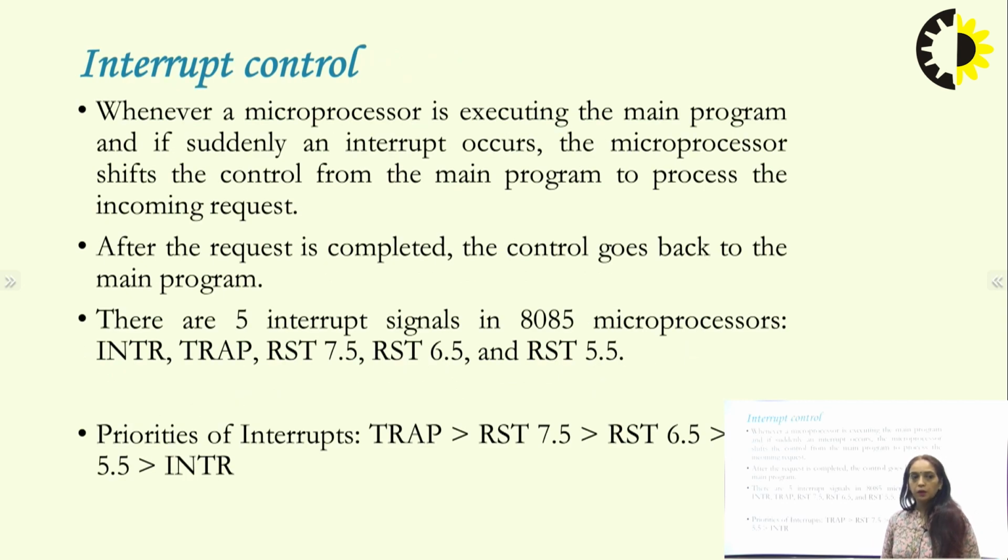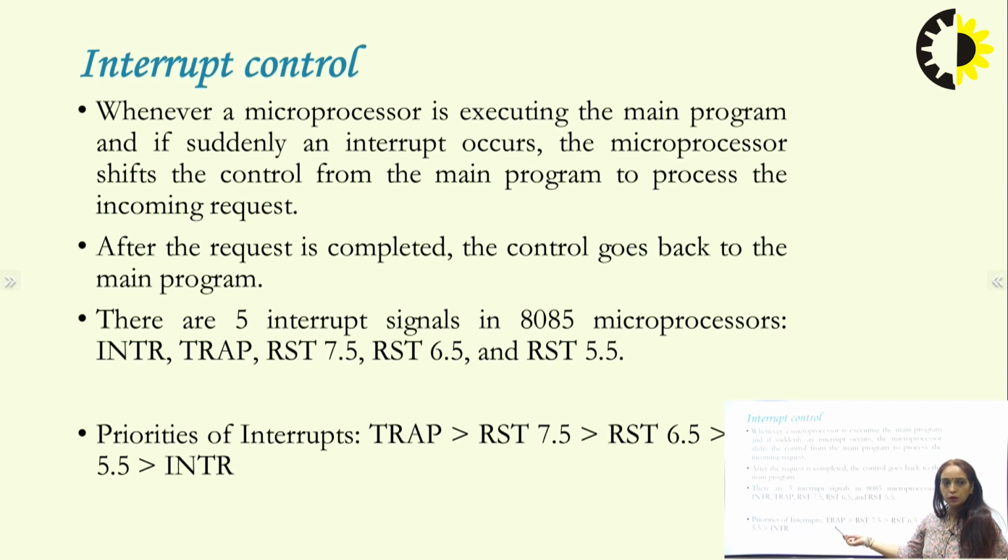Then we have interrupt control, the top section of the block diagram. So whenever a microprocessor is executing a main program, if suddenly an interrupt occurs, the microprocessor shifts its control from the main program to that process, and after the request is completed, the control will go back to the main program. And there are 5 interrupt signals in 8085. We have INTR, TRAP, RST 7.5, RST 6.5, RST 5.5. So depending upon the priority, TRAP has the highest priority and is non-maskable. Non-maskable term states that we cannot postpone this interrupt.